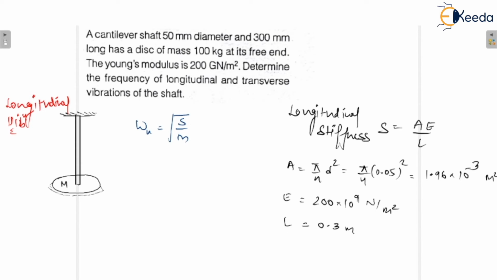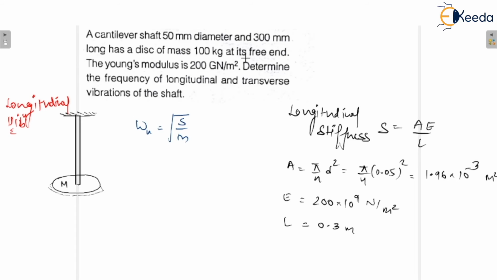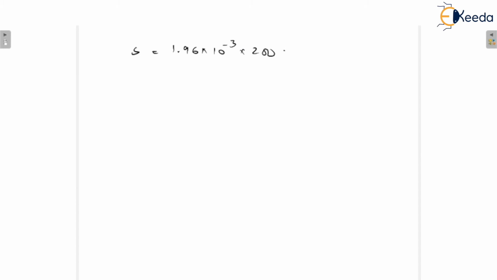So when you put all these values in the formula of longitudinal stiffness, you can calculate the value of S. So S would be 1.96 multiplied by 10 to the power minus 3, and Young's modulus is 200 multiplied by 10 to the power 9. Remember that all these values must be in the same unit, whether it is in meter or in mm, all must be in the same unit, divided by 0.3. So when you solve this, you will get the longitudinal stiffness.